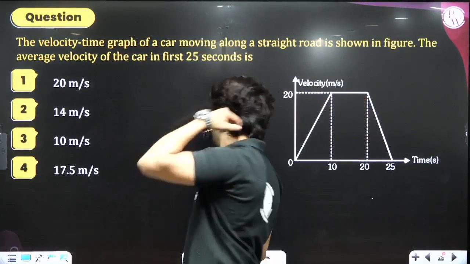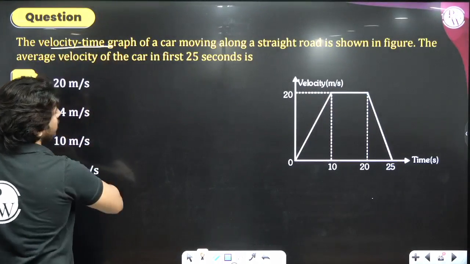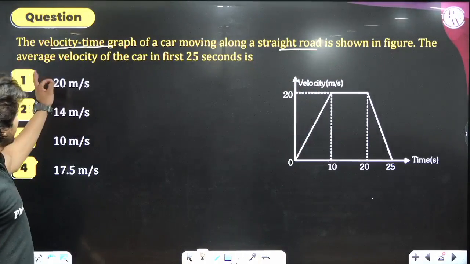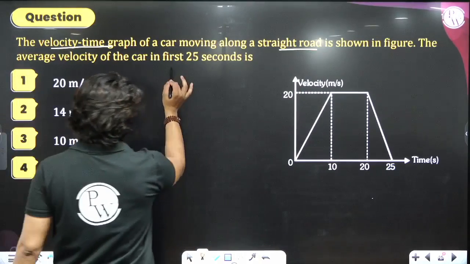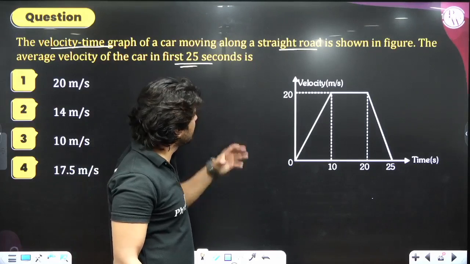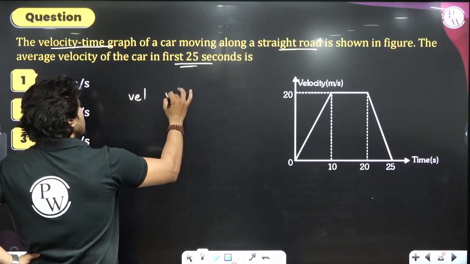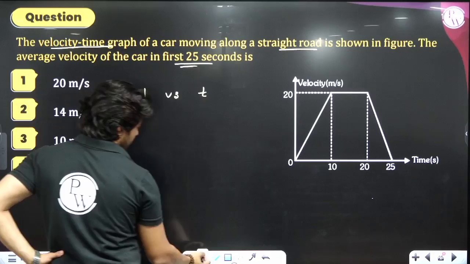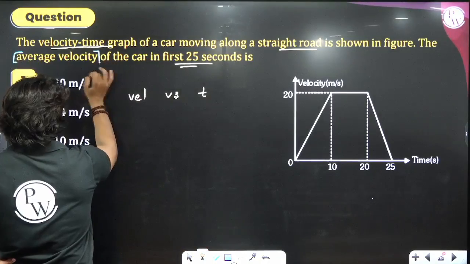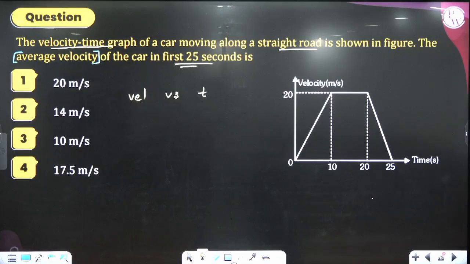The velocity time graph of a car moving along a straight road is shown in the figure. The average velocity of the car in the first 25 seconds. They are asking you about the average velocity in the first 25 seconds. First of all, the graph is a velocity versus time graph, and they are asking about the average velocity.